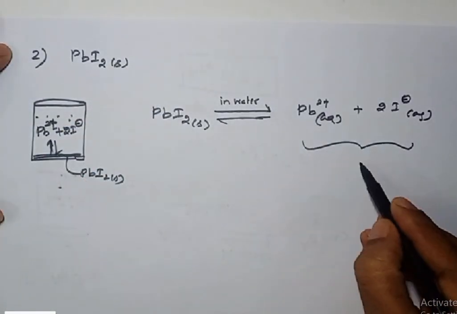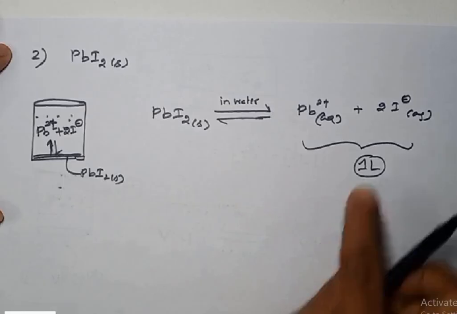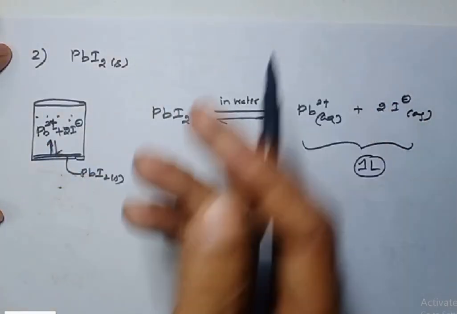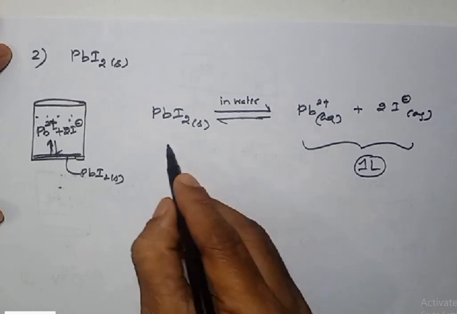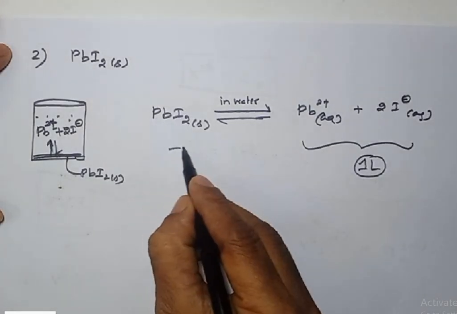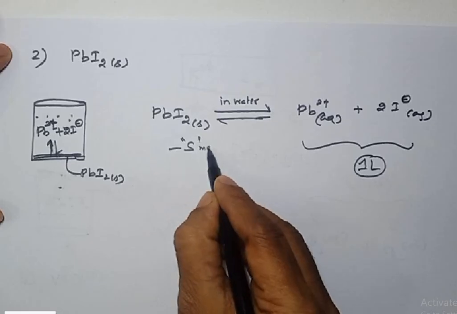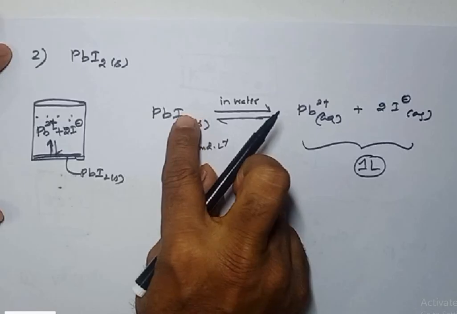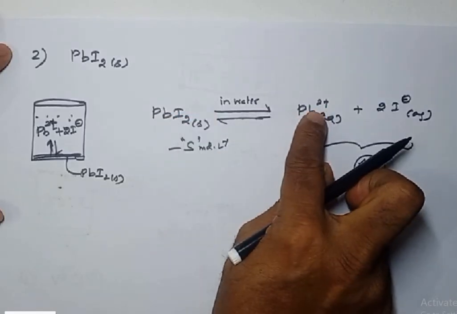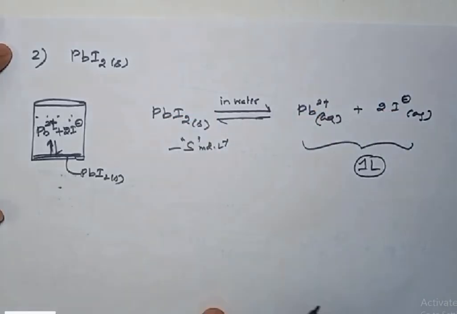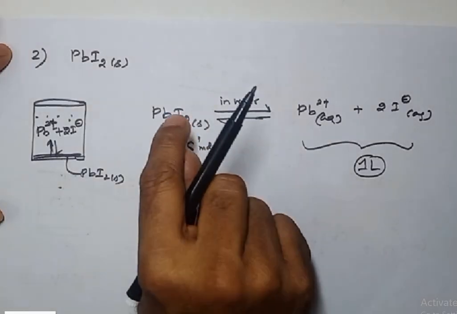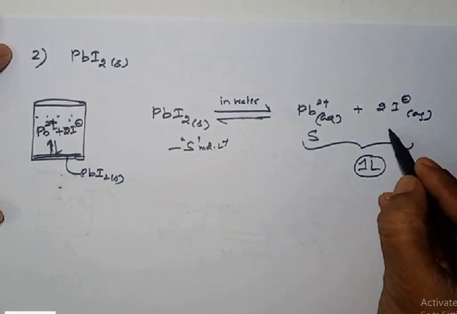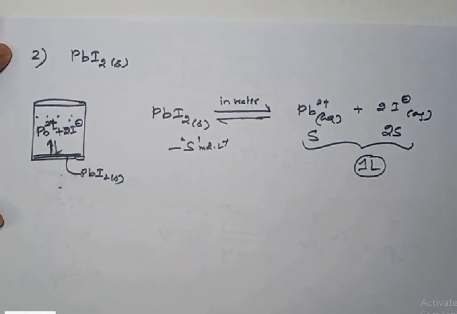Suppose the volume of the solution is 1 liter, then the amount of lead iodide dissolved in this water is nothing but solubility. So let us assume that S mole per liter is dissolved. According to the equation, if one molecule dissociates, I will get 1 Pb2+ ion and 2 iodide ions. If S mole per liter dissolved, I will get S mole of Pb2+ ion and 2S mole of iodide ion. Keep this in mind.